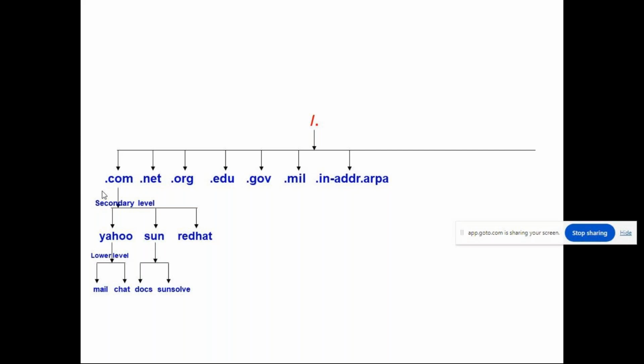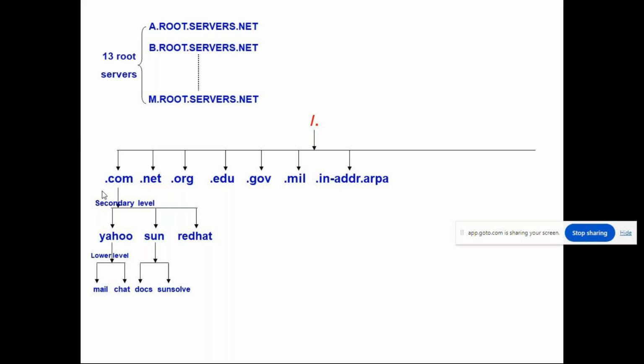Under the root zone, there are totally 13 root servers as of now. What are those? A dot root dash servers dot net, B dot root dash servers dot net, till M dot root dash servers dot net. So we have 13 root servers. Who maintains these 13 root servers? An organization called IANA, Internet Assigned Numbers Authority.